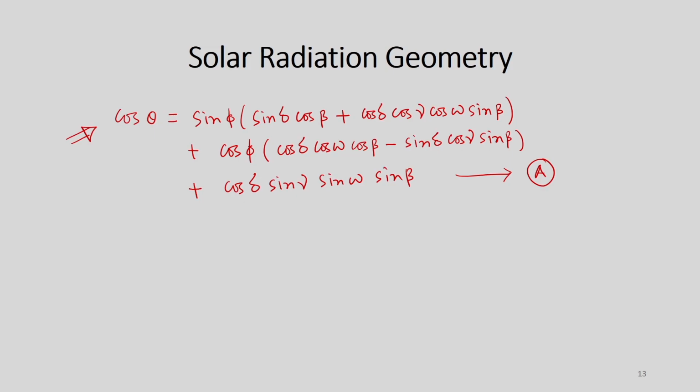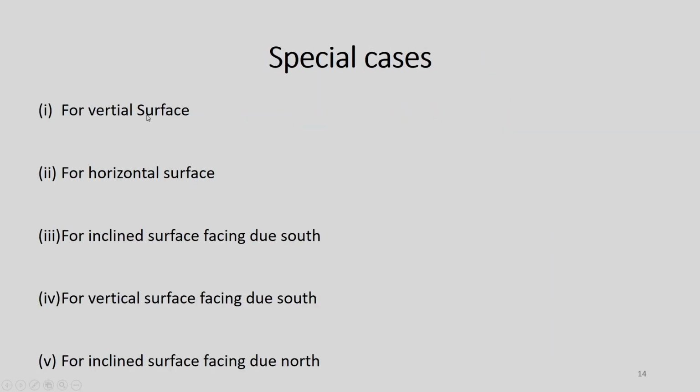So, now we will study different cases, like you can say these are special cases. Okay. What happens if beta is 0, what happens if gamma is 0, what happens if beta is 90 degree. All those cases we will study, then later on we will solve numerical problems to strengthen your understanding. Okay. So, in case 1, for a vertical surface, that is beta is 90 degree.